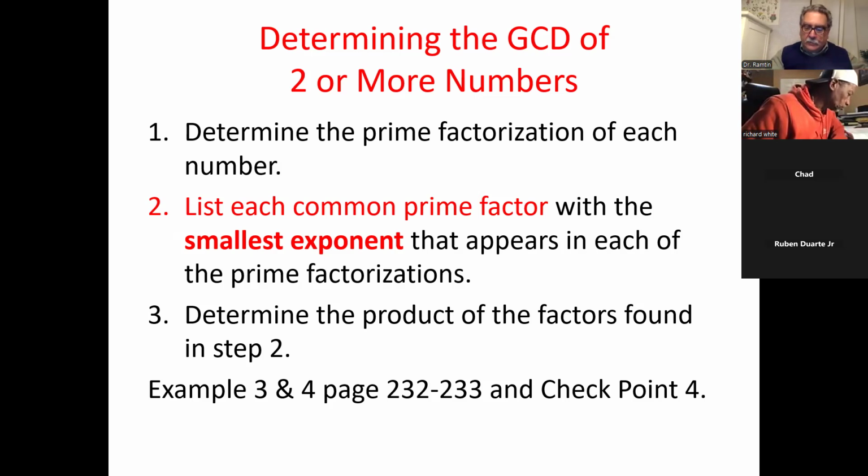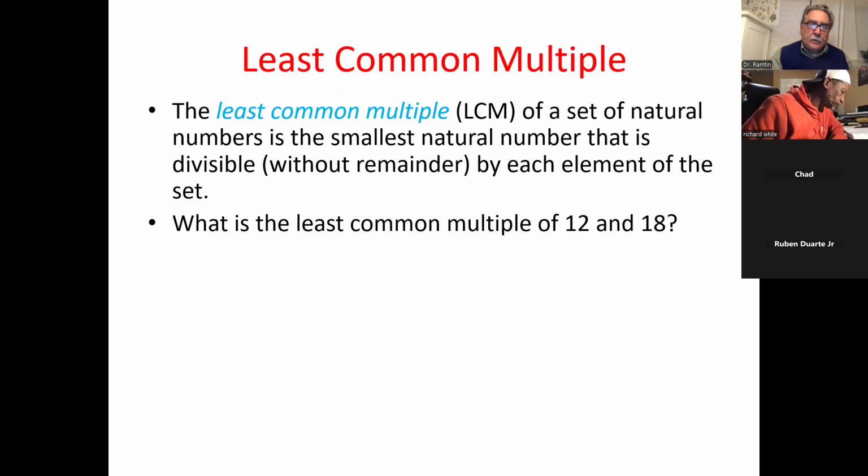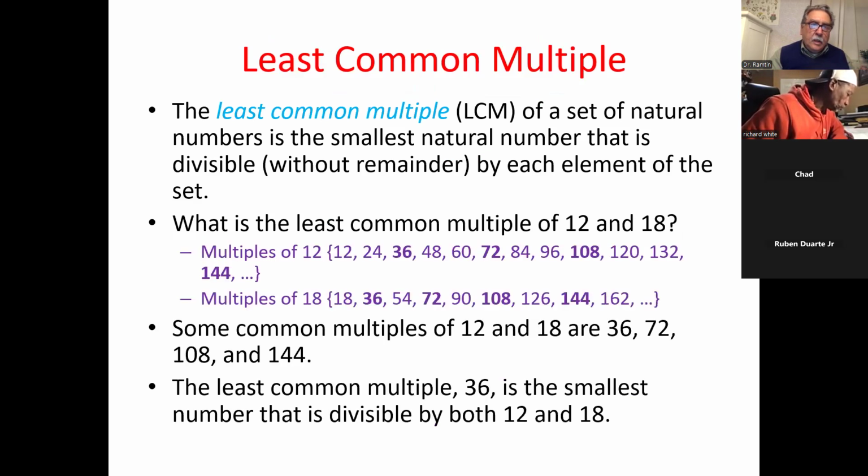Now, let's go. There's another thing. It's called least common multiple. The least common multiple, or LCM, of a set of natural numbers is the smallest natural number that is divisible without a remainder by each element of that set.